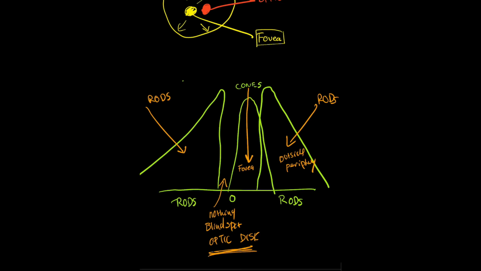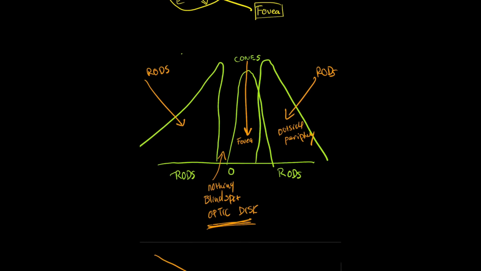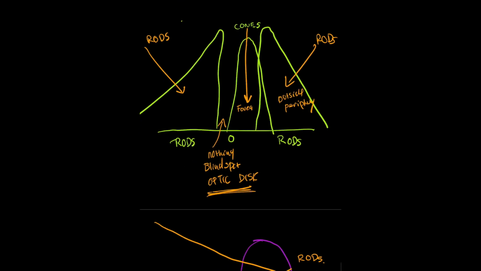And the blind spot is usually on one side of the fovea, though it can move around a little bit, and that is blocked because of the optic disc, and there are no photoreceptors in that part.